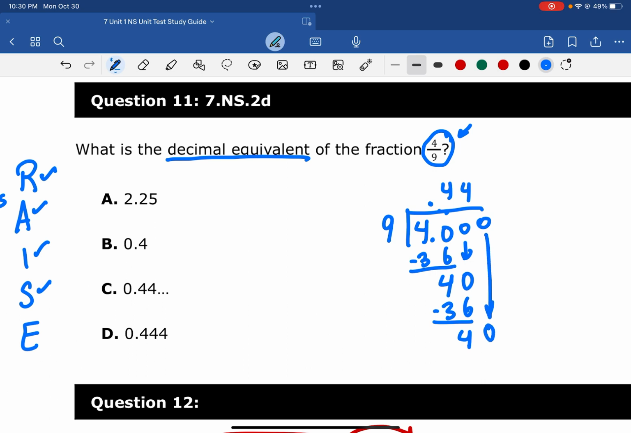And then 9 goes into 40 4 times. That'll be 36. And this will go on forever and ever, right? That pattern will go on forever and ever. So we know that we've got 0.444, but it goes on forever, like we said.